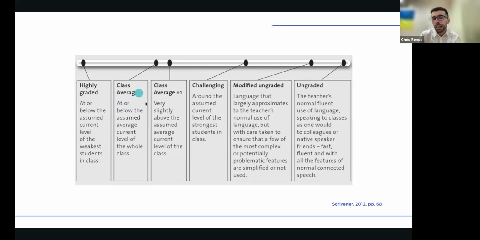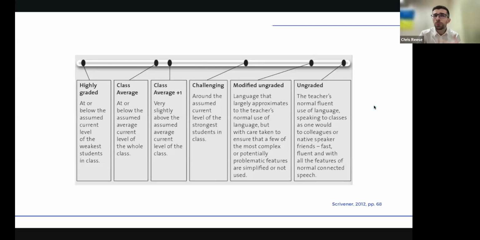We could also talk at the class average level, which is what we kind of assume to be the current level of the whole class if we're working with students who have been placement tested and are put in groups of like level. But we could go further. We could go to what we might call a +1, which is a little bit above their level. Or we could sometimes go to a challenging level of language, which might push them even more, or even slowly going to how we might speak in the real world to a fully ungraded kind of language.